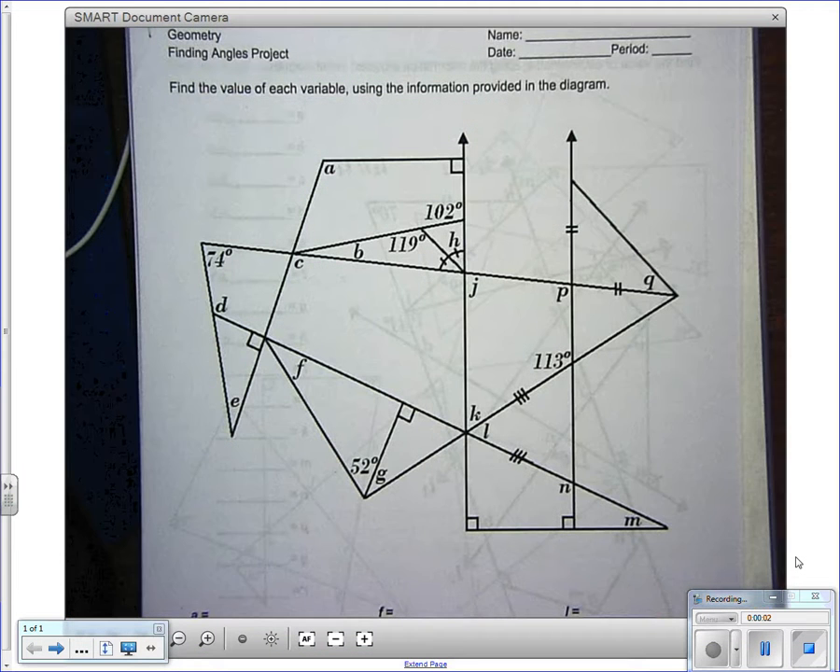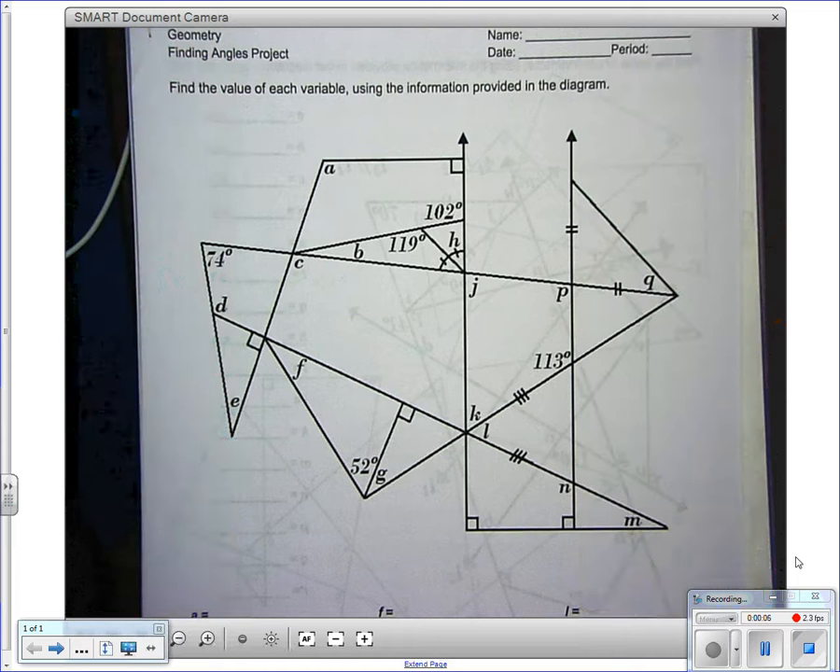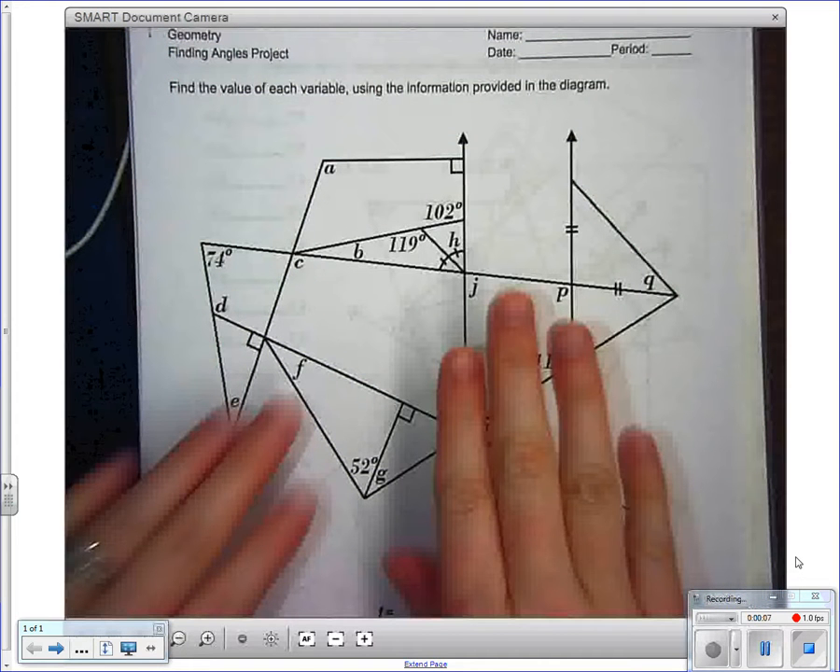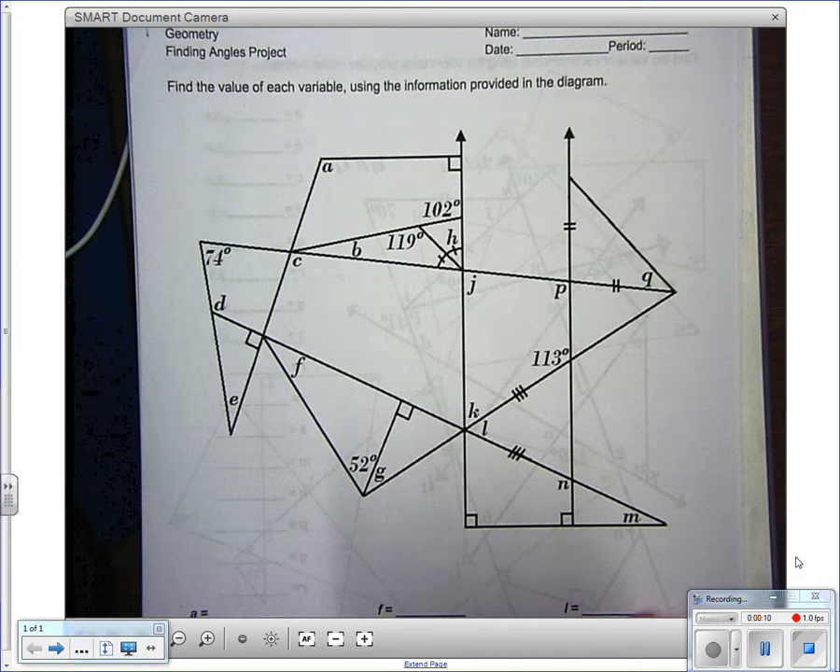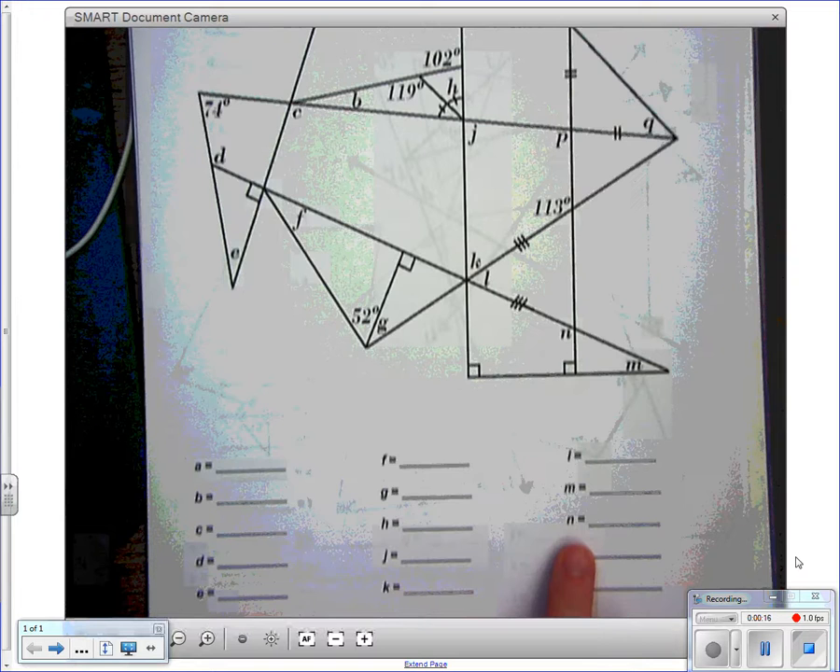Alright, so this is your project for the 6 weeks, the Finding Angles project. You are given some information, and using the numbers that they give you for the angles, you have to find the missing angles for each variable. And when you find them, you're going to put them in the blanks down here at the bottom.